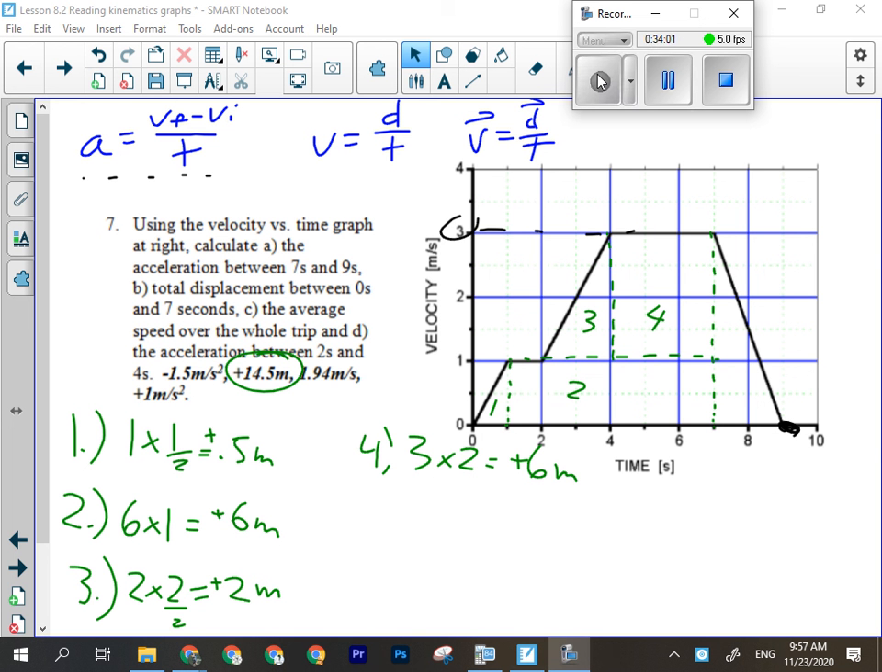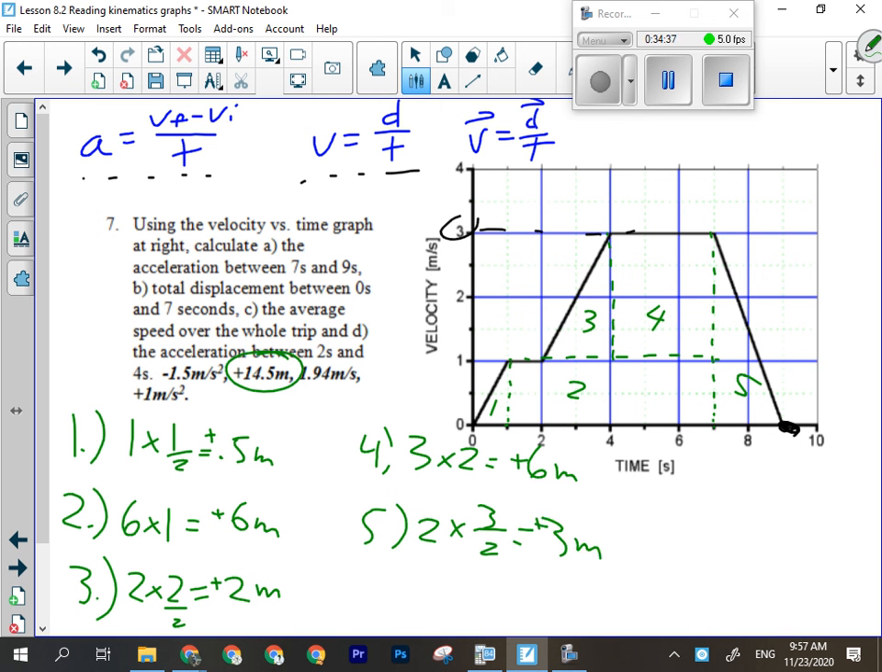All right, let's have a look at the rest of number 7 here. For part C, they want us to calculate the average speed over the whole trip. Average speed is using this formula, where speed equals total distance over total time. Right now, I don't have the total distance yet. I've still got this last triangle that takes me up to 9 seconds. So it's going to be area number 5, which has a base of 2 times a height of 3 over 2. So that's going to be positive 3 meters.